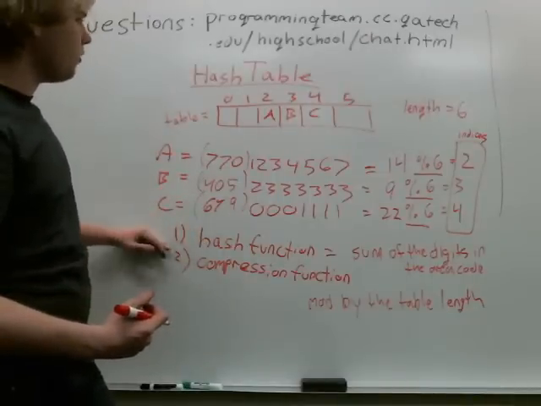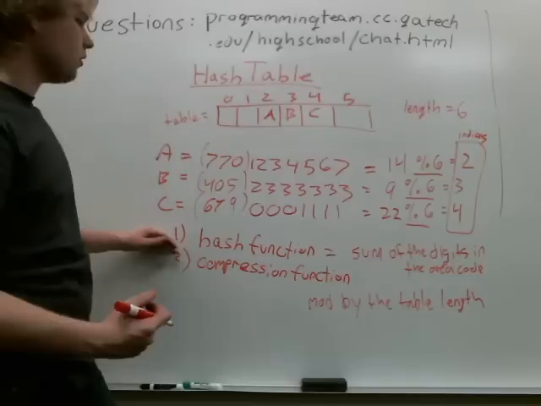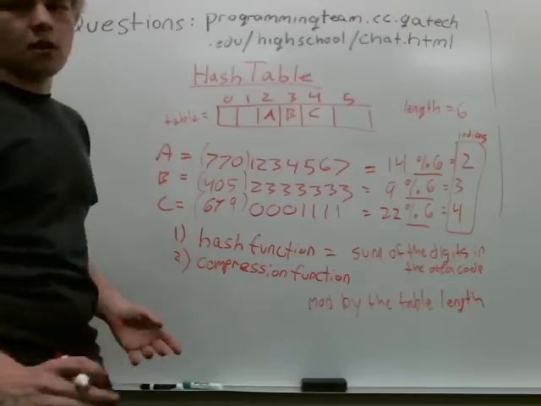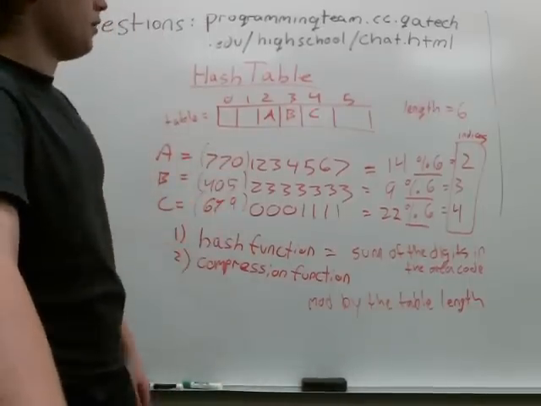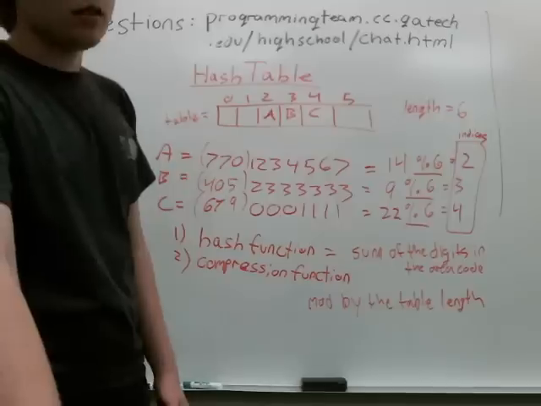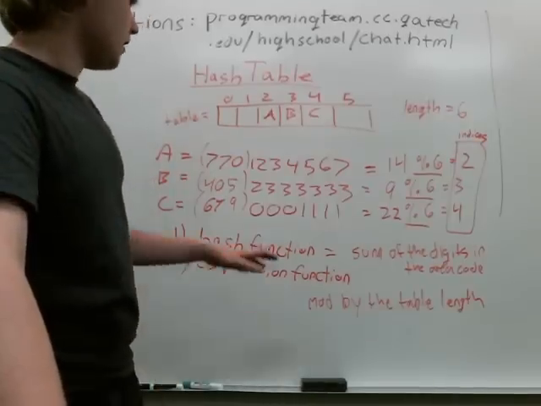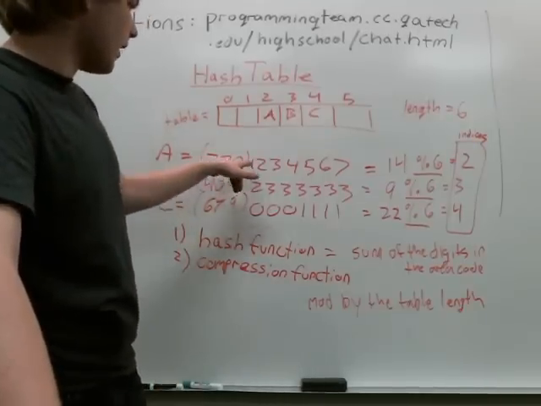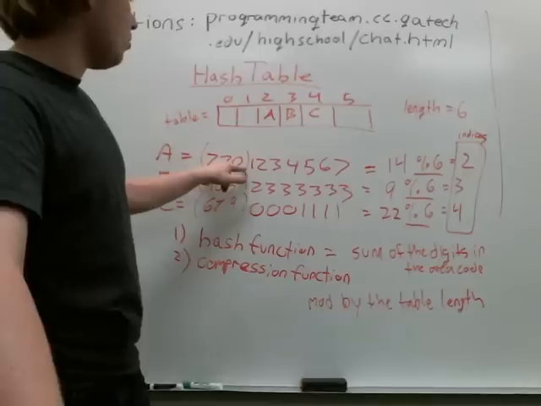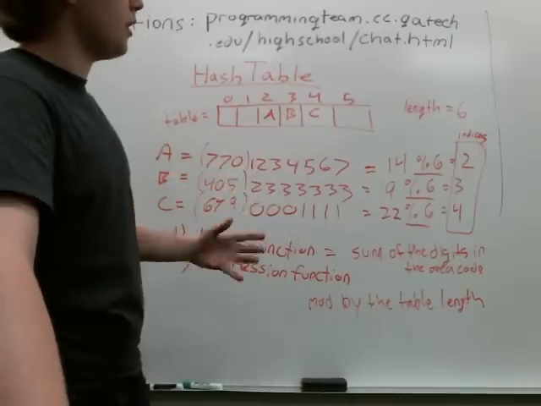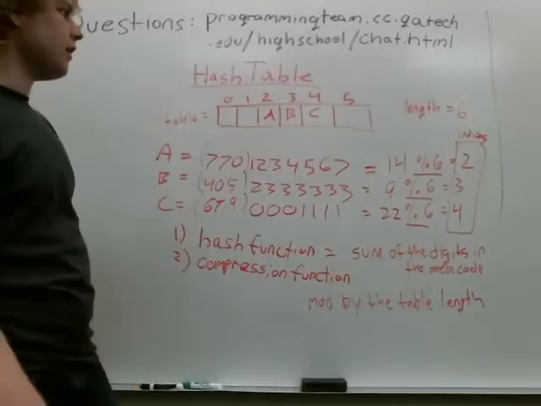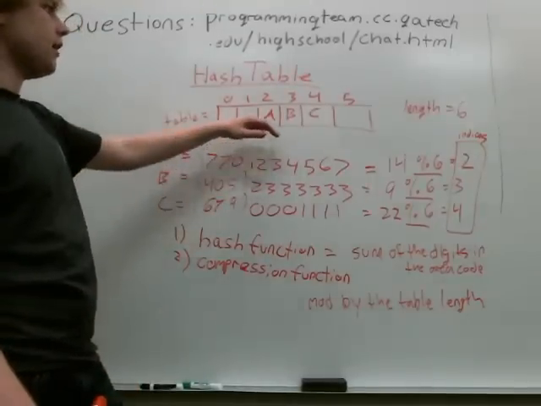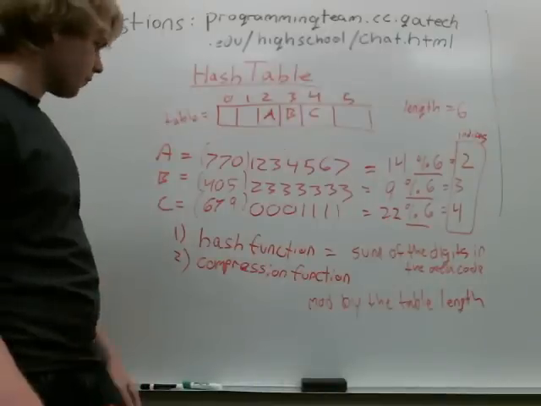We can use any hash function, and the hash function, you can just come up with it on your own. As you can see, adding up the digits of the area code is pretty random. As long as it's consistent with the input, so if I get this number again, I will always return the same hash value, it's okay. And then we use our compression function to get the index, and then we put them into the hash table at that location.